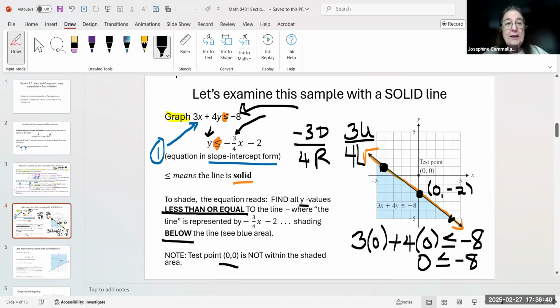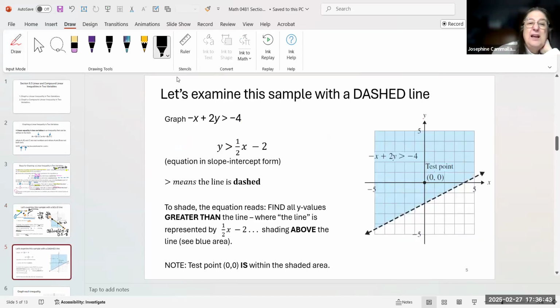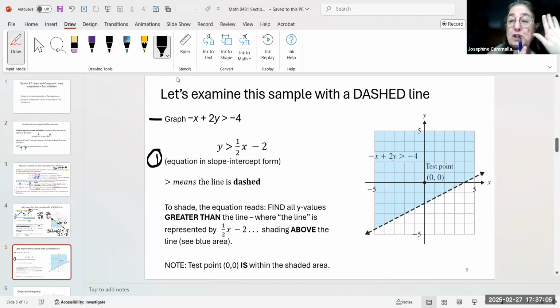Okay? Now, let's try it again. Now this one's a little different. I still am given this problem. Graph -x plus 2y is greater than -4. Well, my first step is to rewrite this equation in slope-intercept form, which means the y is on the left. That meant I added x and I divided each term by a positive 2.